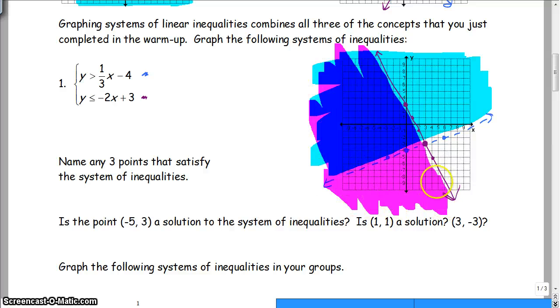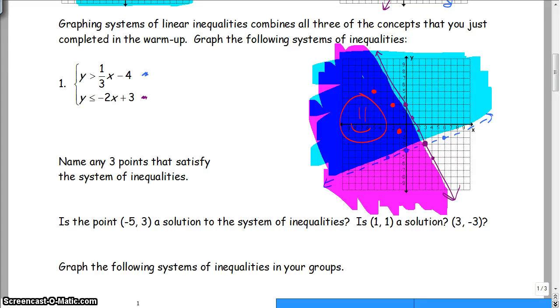Okay, and you can see that the solution to this system of inequalities is in our overlapped area. So sometimes I like to just put a little smiley face over there and say, hey, this is the area that satisfies the solution. So now we're going to name any 3 points that satisfy this system of inequalities. Well, there's an infinite number of points. And I'll tell you right now, it's any point that's in the overlap shaded area. Okay, any point over here, so you can just pick a few. You understand the concept of that.